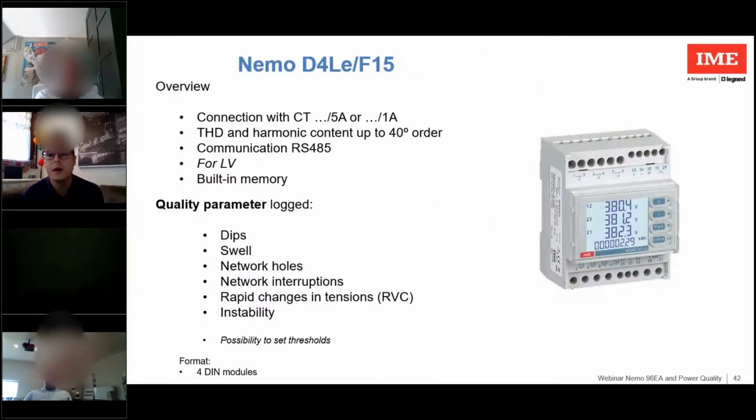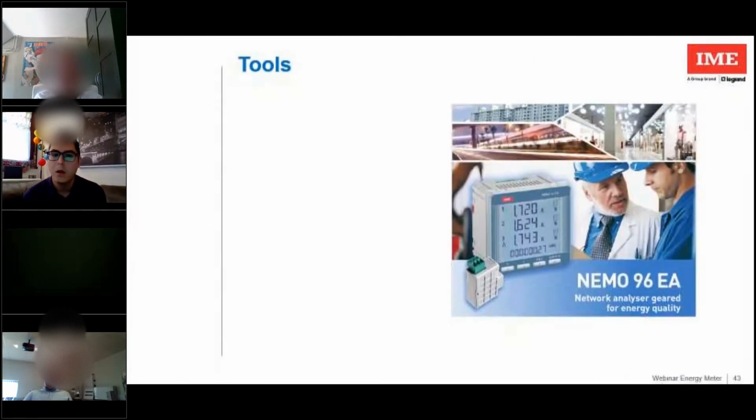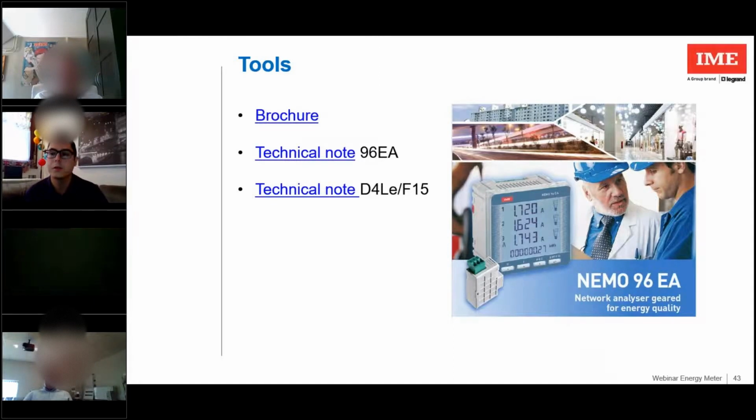Before I finish, I mention the Nemo D4LEF15. It's an instrument created and used upon a request by an important utility in the north of Europe. It maintains the same features of the Nemo 96EA, but is used only for the low voltage system. It can log the same quality parameters. Well, obviously you can find the brochure, technical note, manual, communication protocol and the EDM software on our website.